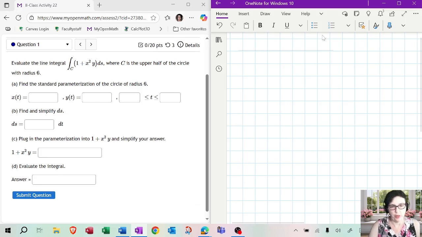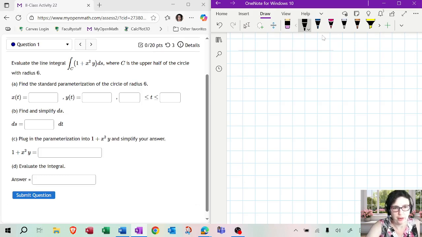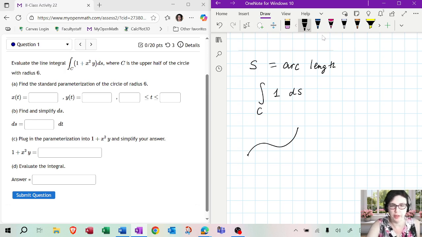In this video, we are going to take a look at integrating with respect to the arc length. Arc length is denoted by S, and this is a variable that's used to figure out lengths of curves. If you are just integrating one, then you are basically finding the length of the curve. The curve is just some curve in 2D or 3D, doesn't matter. If you're integrating one, you're finding its length.